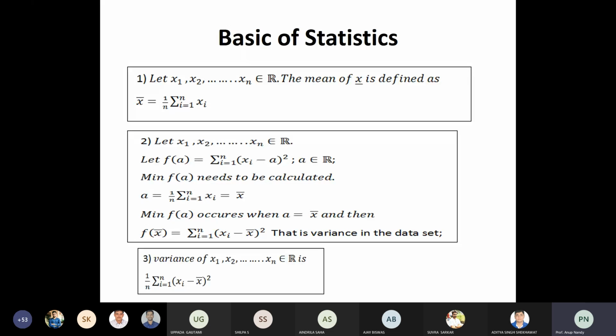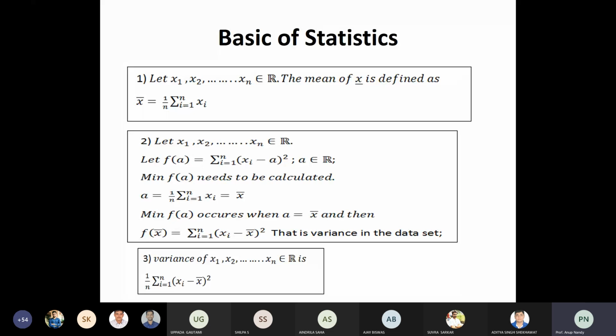Now if you write x bar, then you can write simply 1 by n. I know that all of you know this formula: x bar is equal to 1 by n times the sum from i equal to 1 to n of xi. So now you may be interested to know where it is coming from.